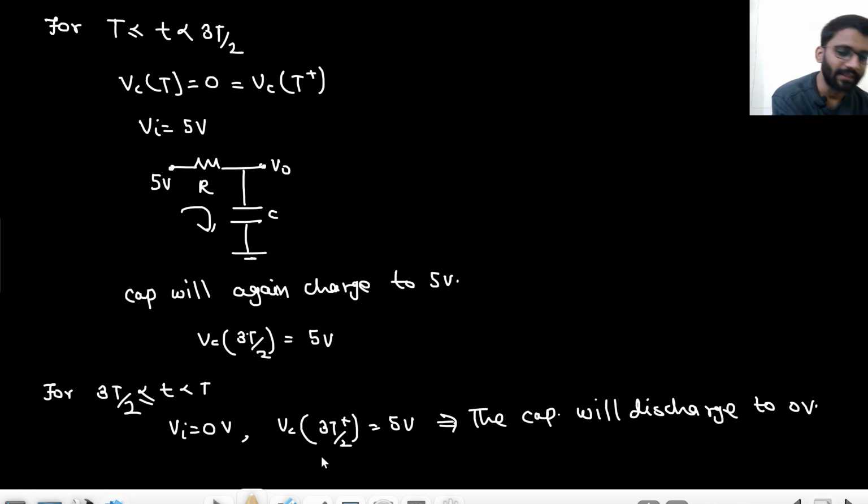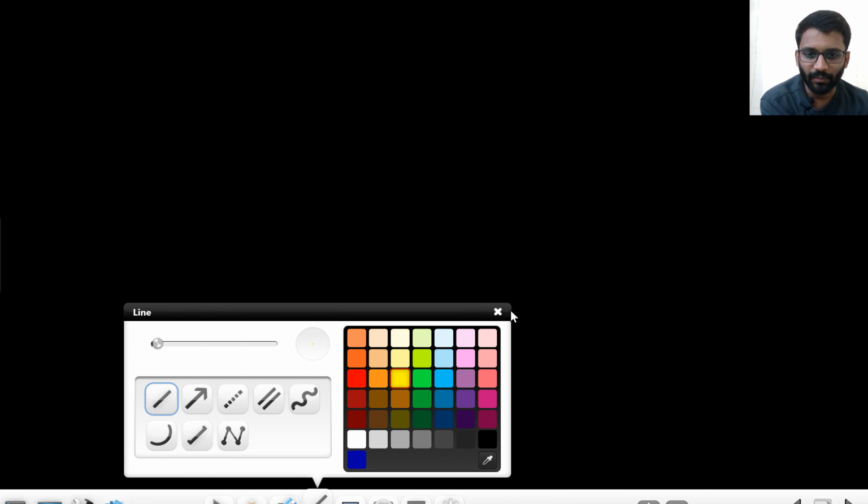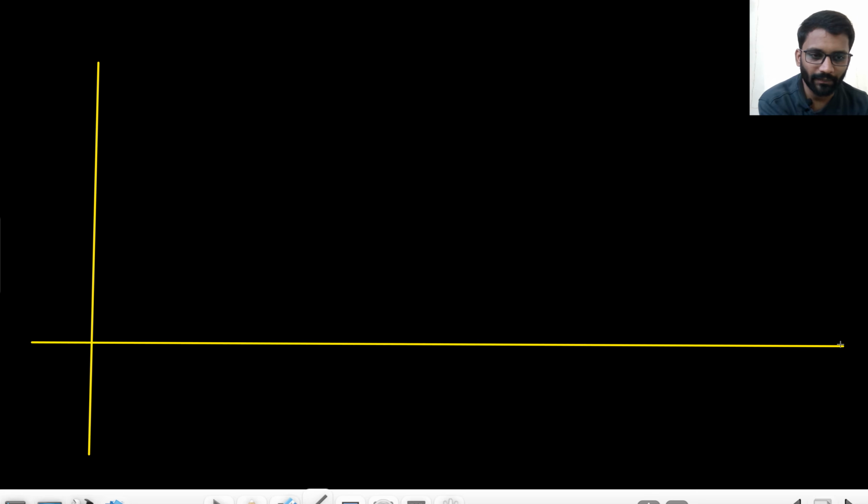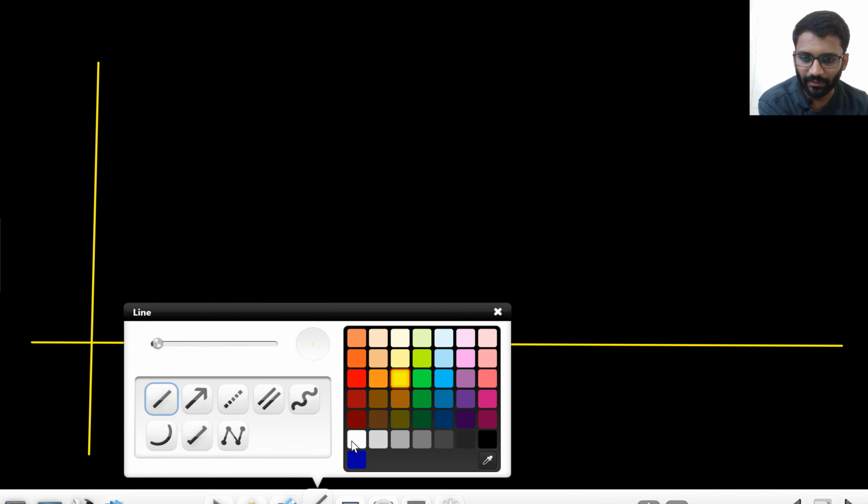So 0 volt. And this cycle goes on, right? 0 to 5, 5 to 0, 0 to 5, 5 to 0. So this cycle goes on. So how will the final graph look like? I will make input and output both on one graph only. So let's first make the input.